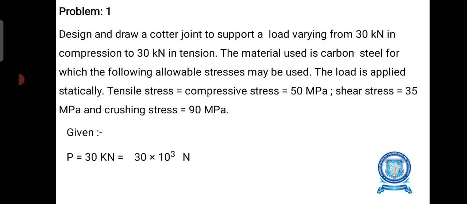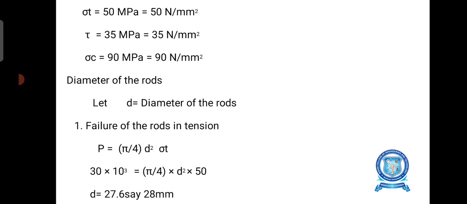Okay, what data is given in our problem? Load P equal to 30 kilonewton, that means 30 into 10 to the power 3 newton. Sigma t is 50 megapascal, that means 50 newton per millimeter square. Then tau equal to 35 megapascal, that is 35 newton per millimeter square. Sigma c equal to 90 megapascal, that means 90 newton per millimeter square. Here, let small d equal to diameter of the rod.